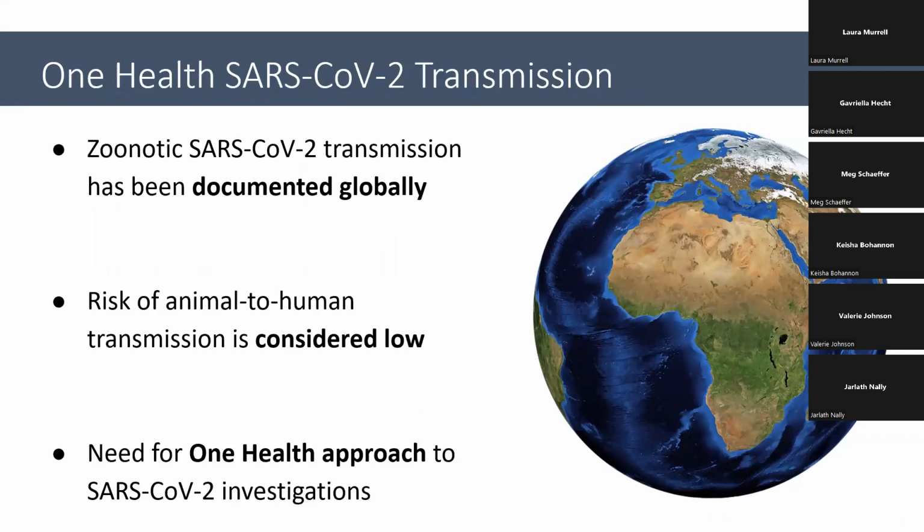So zoonotic transmission of SARS-CoV-2 from humans to animals has been documented on a global scale. The risk of animal-to-human transmission, however, is considered to be low, though it has been documented in mink, hamsters, and deer. One Health approach is essential when conducting zoonotic disease investigations. Specifically in this case, there's a need for connected SARS-CoV-2 investigations between animals and people. Next slide, please.